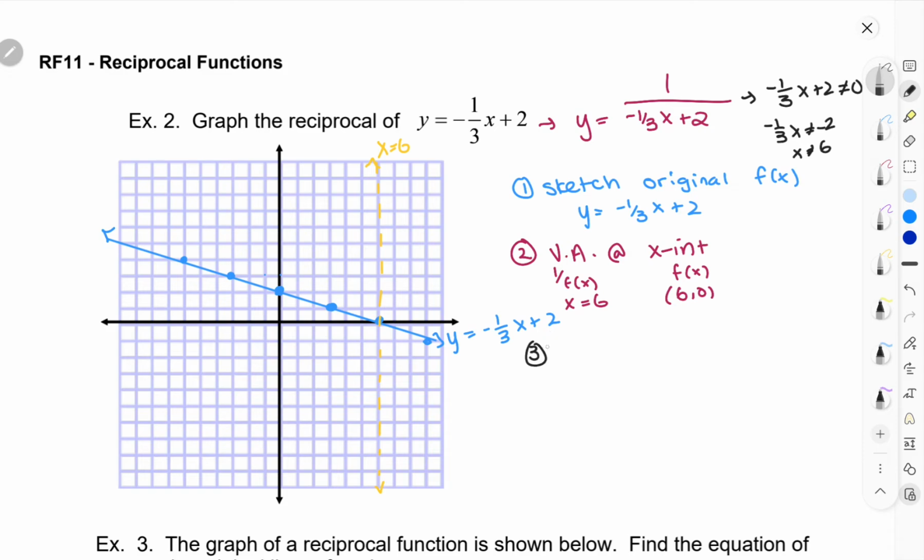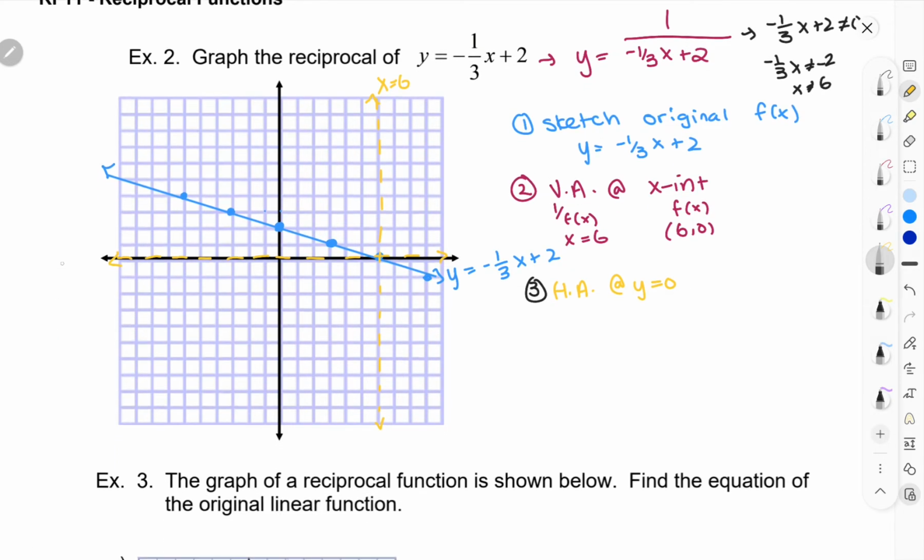I'm going to put my horizontal asymptote at y equals 0. And for us, our horizontal asymptotes are always going to be at y equals 0. We'll start to explore more difficult rational functions next year in 30-1, where that horizontal asymptote starts to move. So y equals 0.